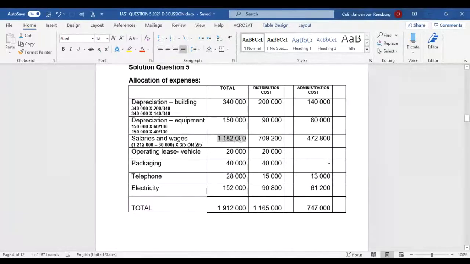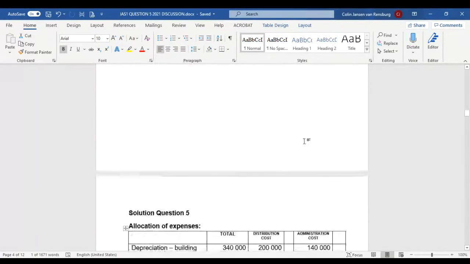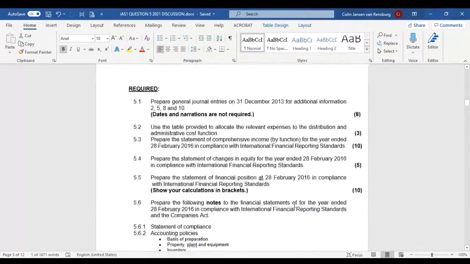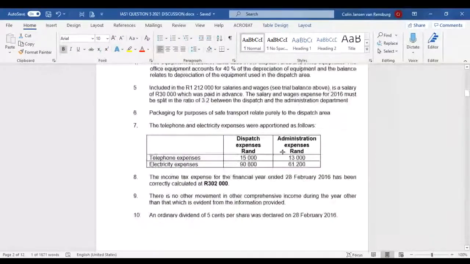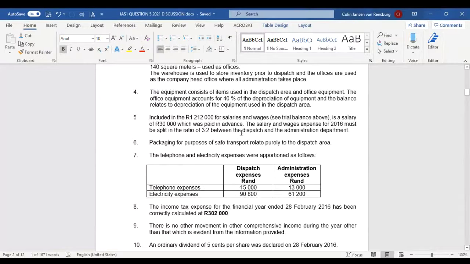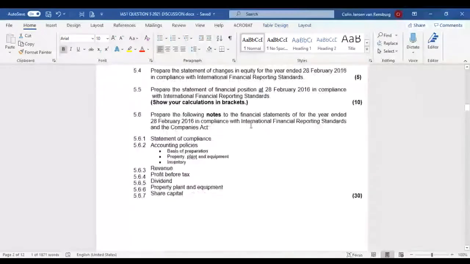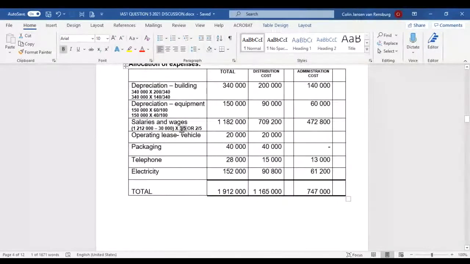There we've got the amount. The amount that we need to allocate is 1,182,000, and we have seen that 3/5 must go to the distribution. Let me just double check that. Is the distribution the larger one? Yeah, the dispatch, which is part of your warehouse, which forms part of your distribution function. That's the larger one. So 3/5 of that 1,182,000 will be allocated to your distribution cost.